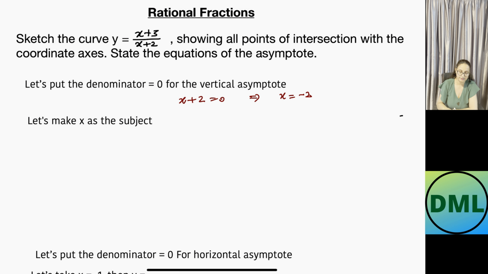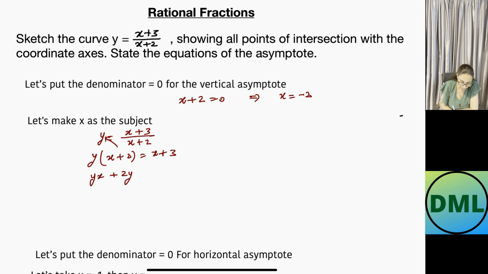Let's make x the subject. y equals (x + 3) over (x + 2). If I do the cross multiplication here, this will be written as y(x + 2) equals x + 3. If I open the bracket, yx + 2y equals x + 3. I need to make x the subject.